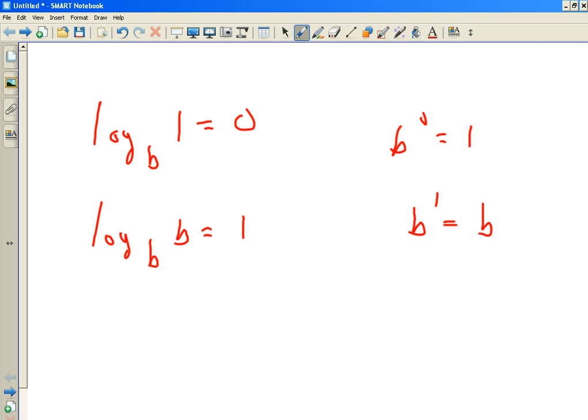Any base, doesn't matter. There are infinitely many log functions. Log base 2, log base 3, log base 4, log base 5, log base 1/2, log base -2, log base E, log base 10, whatever. But they all have this in common. All right, that's going to come in handy.